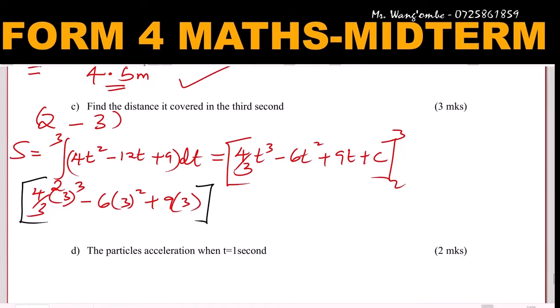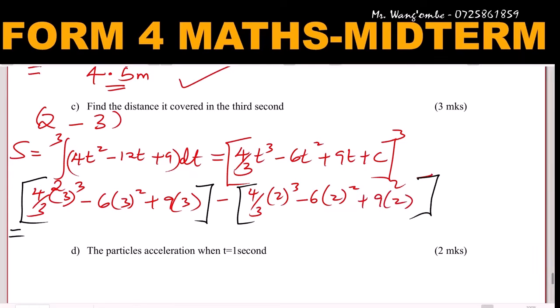Then subtract. Now substitute 2. Substitute 2, so you have 4 thirds, 2 cubed minus 6 times 2 squared plus 9 times 2. Substitute 2 there, like that. Use a calculator to work out these.